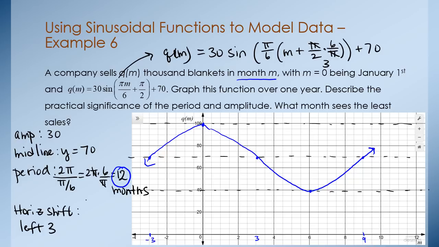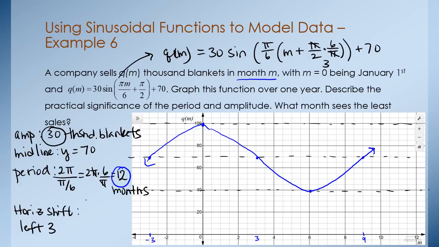And then what is the amplitude? What's the significance of that? The amplitude being 30. I would say that the significance of that is that from an average number of sales, which would be my midline, I can expect the sales of the blankets to not rise or fall more than 30,000 blankets.